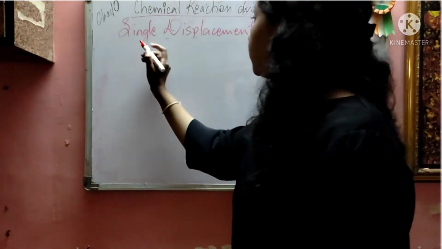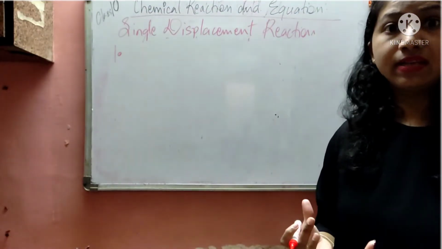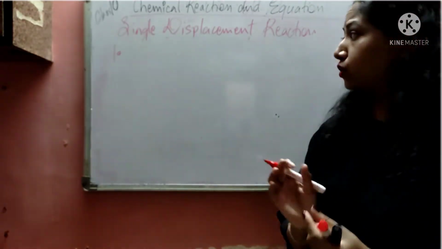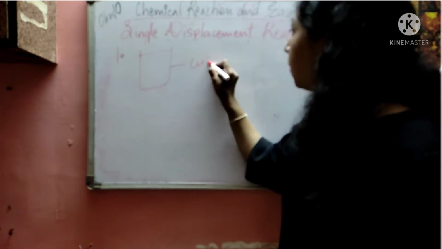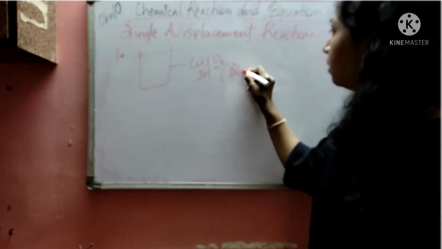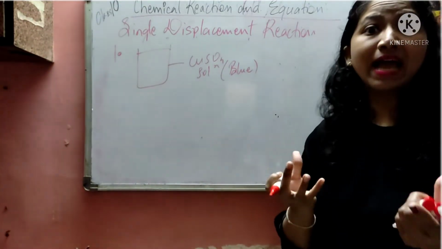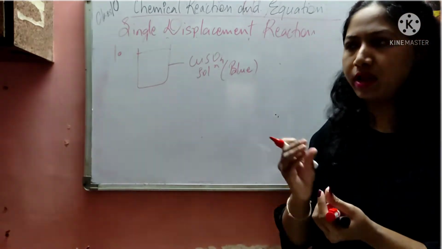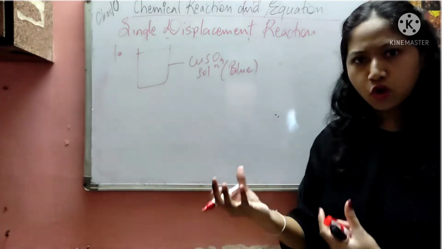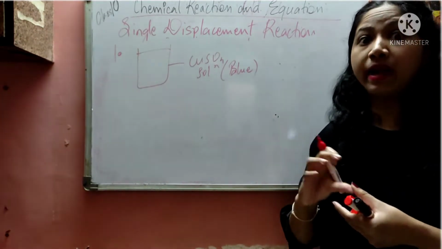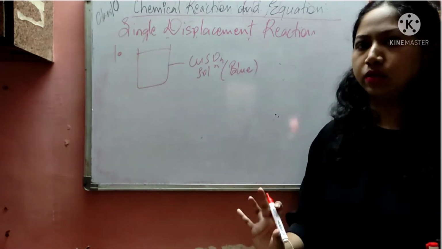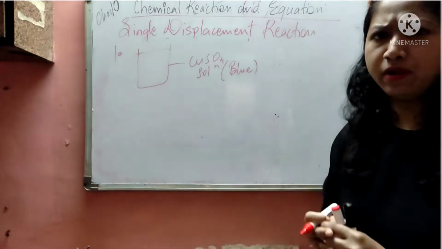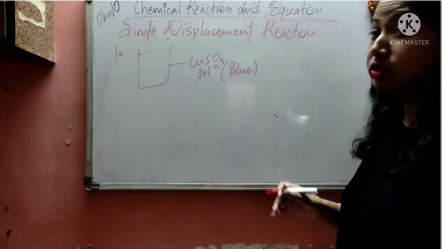The example of a single displacement reaction is, before starting, I'll explain one experiment. Here we are taking copper sulfate solution, which is blue in color, or you can say aqueous solution. What do you mean by aqueous solution, guys? When you take copper sulfate and dissolve it in water, that solution made out of water is called an aqueous solution. Take copper sulfate and dissolve it in, say, 100 ml of water. The solution you get is copper sulfate solution, which is blue in color.